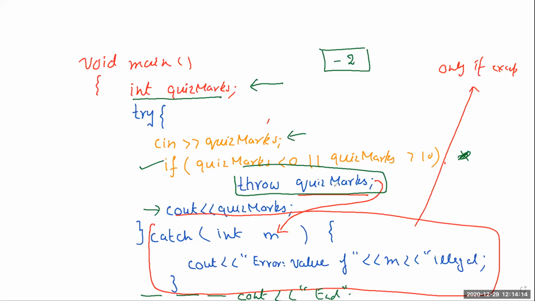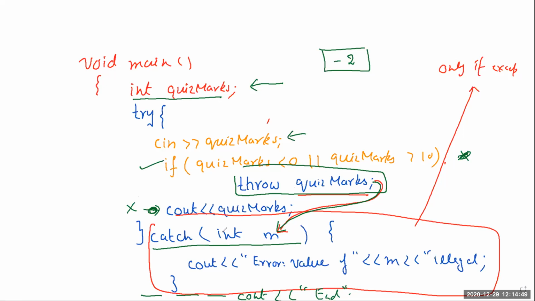throw quiz marks. As soon as your program sees the keyword throw, it will skip everything in the try block. From throw, it will directly jump to the catch block, right? Because throw is a red light. Throw is a signal that some problem has occurred, some exception has occurred. So as soon as your program executes the statement throw quiz marks, it will skip this statement. It means this statement will not be executed. It will directly come to the catch block.